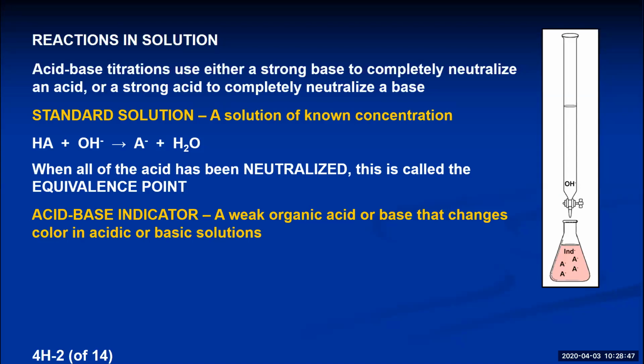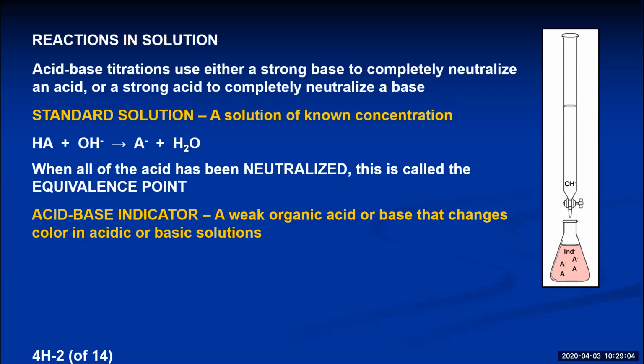That's a small error. If you imagine we have billions and billions and billions of HA molecules in there, and we only put a very small amount of the indicator, then the error is going to be not too big. It's going to be a small error. But anyway, that's what we do to determine the equivalence point of a titration.